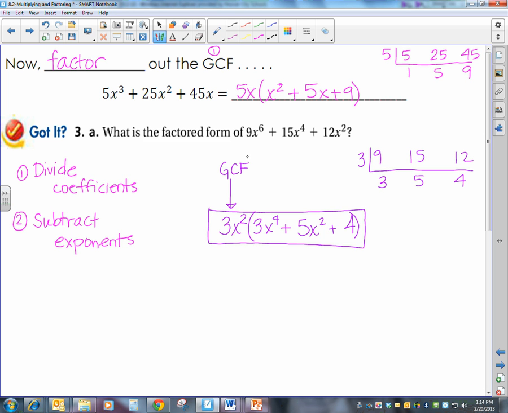3 times 3 is 9. X squared, x to the fourth is x to the sixth. And you can do that to each term to make sure you have the right answer. So that summarizes our lesson of multiplying and factoring polynomials. You may stop here if you feel good about it, or you may continue, and I'm going to work lots of examples.